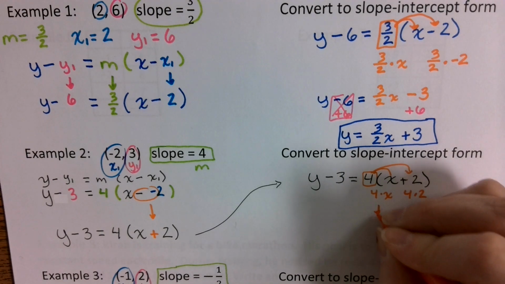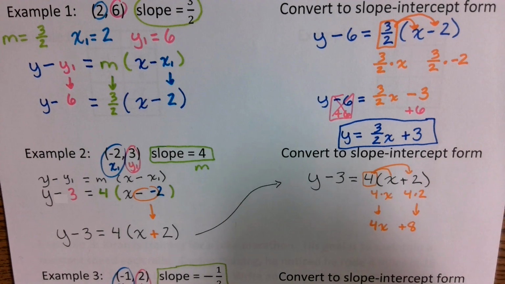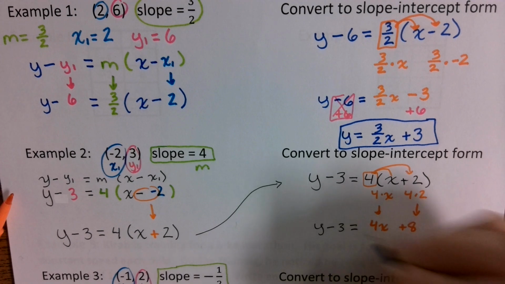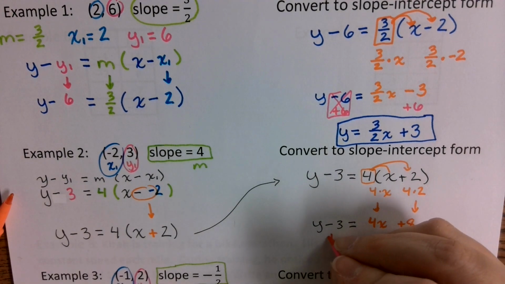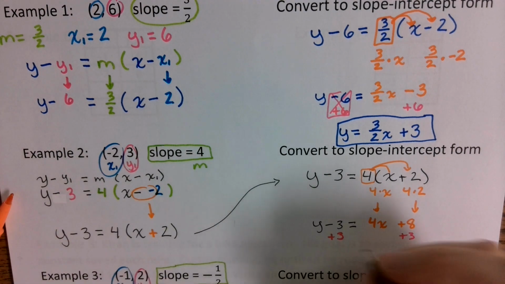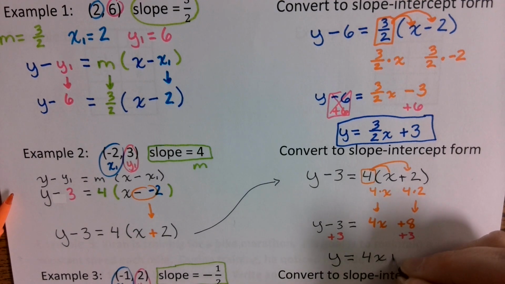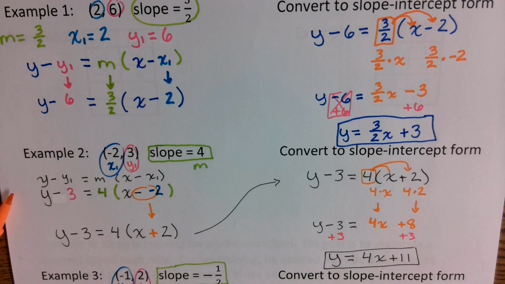4 times the x is going to come out to 4x. 4 times 2 comes out to a positive 8. So we now have y minus 3 is equal to 4x plus 8. Our last step is to add 3 to both sides. And your final answer is y equals 4x plus 11. 4x plus the 11. Okay?